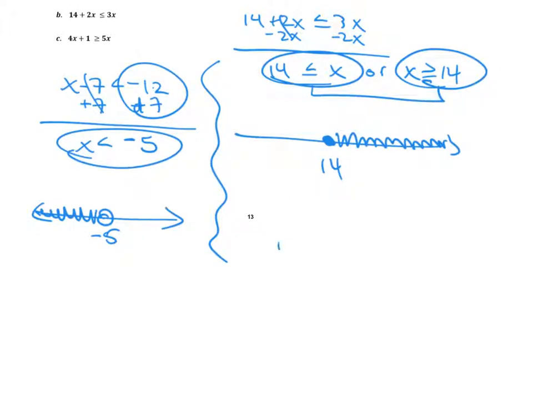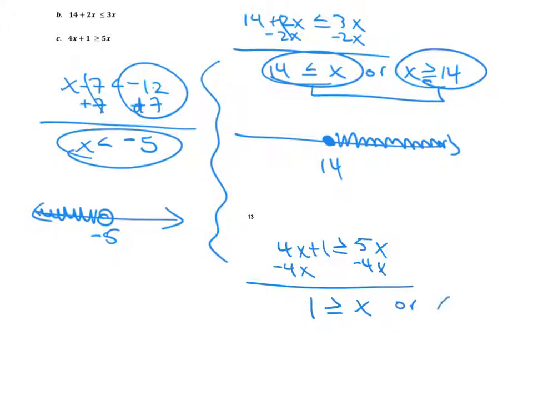And then finally, we've got 4x plus 1 is greater than or equal to 5x. If I subtract 4x, I've got 1 is greater than or equal to x, which means x is less than or equal to 1. That would be including it at 1 because it's greater than or equal to, or less than or equal to. And so all the values are smaller than 1, which also means here that 1 is bigger than all of the values.